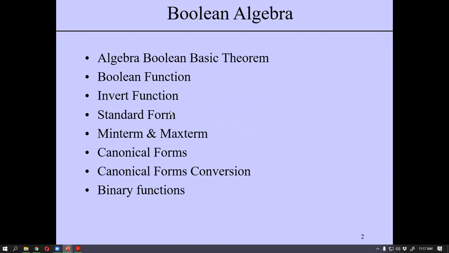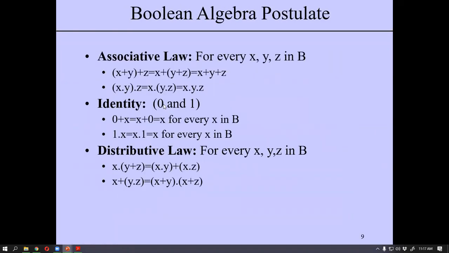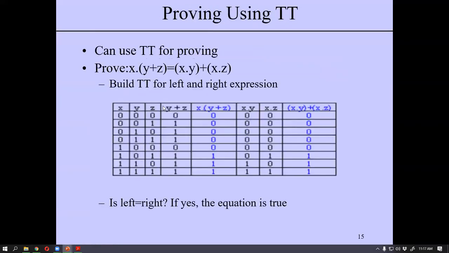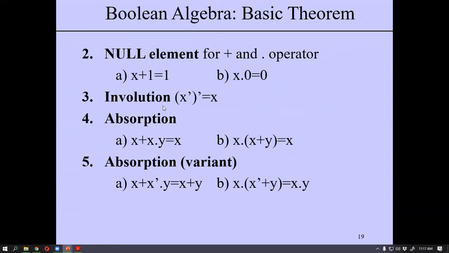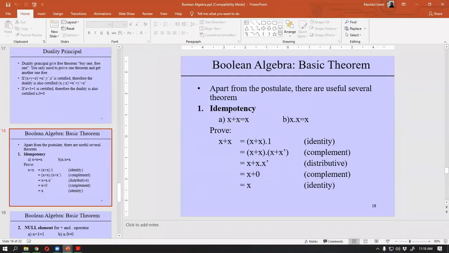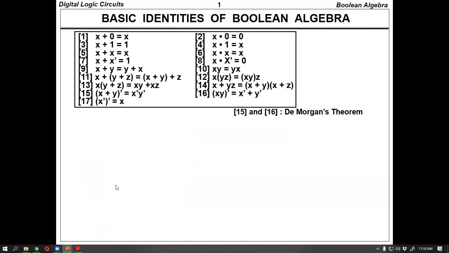Boolean algebra. Some rules are assigned, and it's called Boolean algebra. Boolean algebra has two types: single variable and multivariable. Now, at first we complete single variable equations.